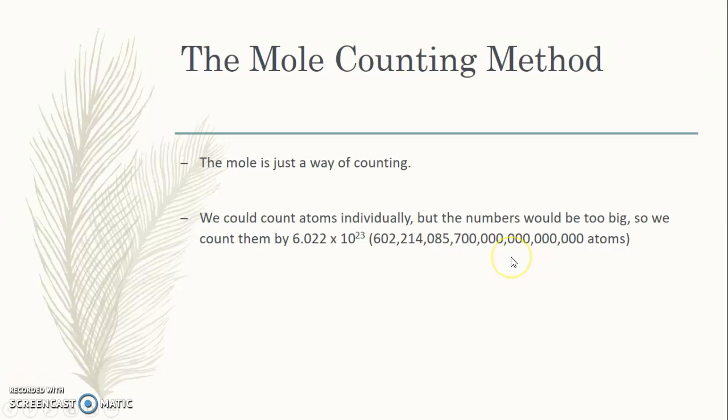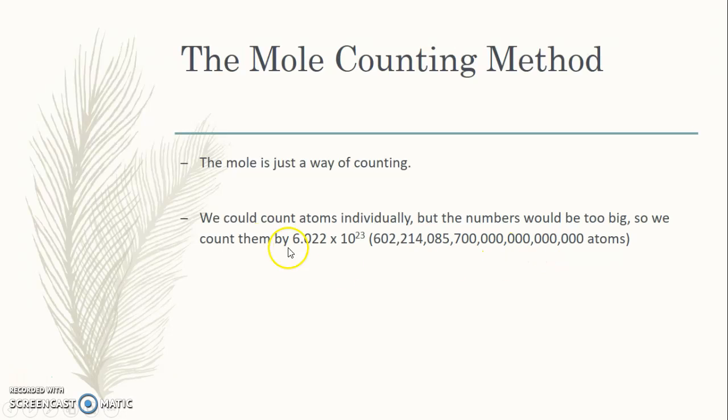We could also count them in dozens, couldn't we? We could go 1 dozen, 2 dozen, 3 dozen, 4 dozen, 5 dozen. But again, it's still going to be a big, big number. You know what I mean? We could divide by 12 and see how many dozens of atoms there are, but it's still going to be a huge number, right?